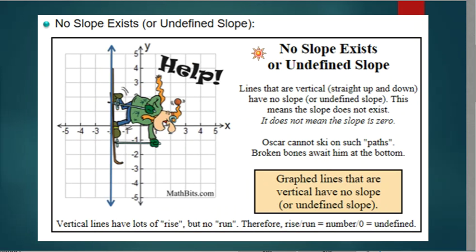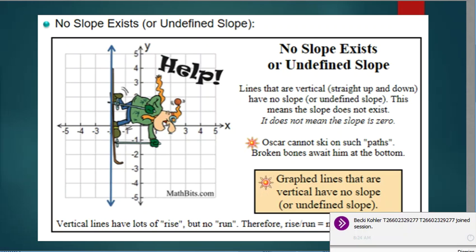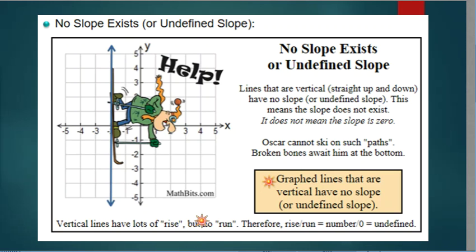When we look at vertical lines, we need to realize that no slope exists, or we can say that vertical lines have an undefined slope. It does not mean the slope is 0. It means that the slope is undefined. Oscar cannot ski on such paths. Broken bones await him at the bottom. Graph lines that are vertical have no slope or undefined slope. Vertical lines have lots of rise, but no run. Therefore, the rise over the run, or the number over 0, equals undefined.